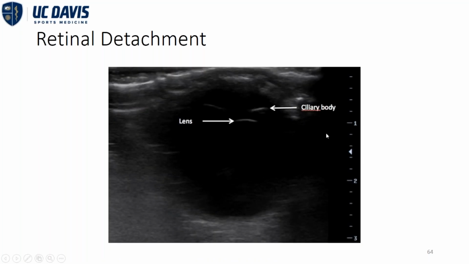Finally, we're going to cover a lens dislocation. Here we're going to have the ciliary body, anterior chamber. This is going to be our vitreous body. We don't see optic nerve in this view, but you see the lens has become dislocated deep to the ciliary body, which is normally held up there.